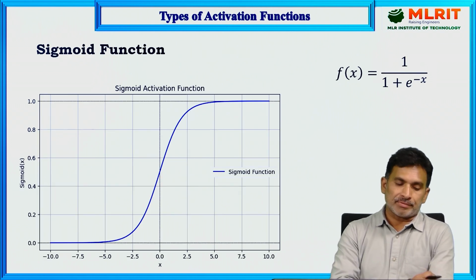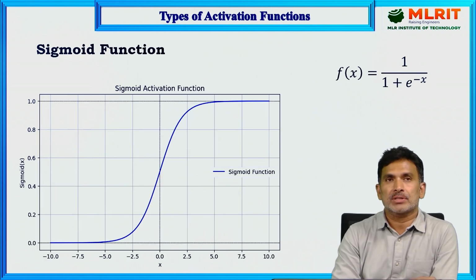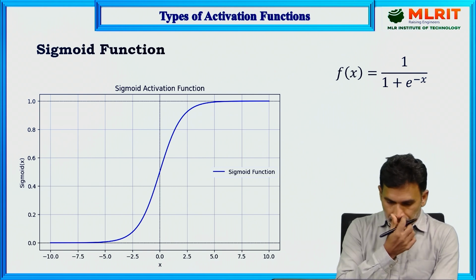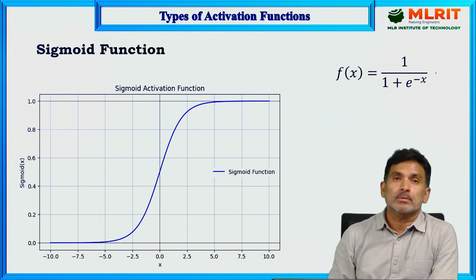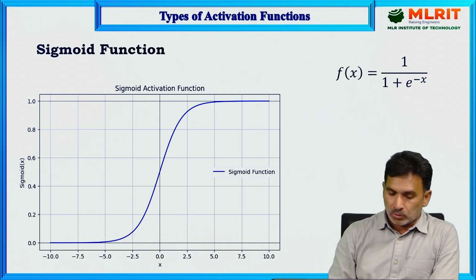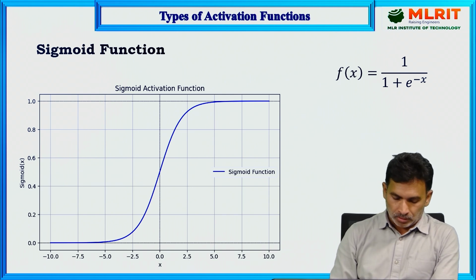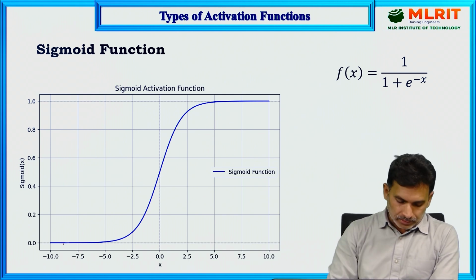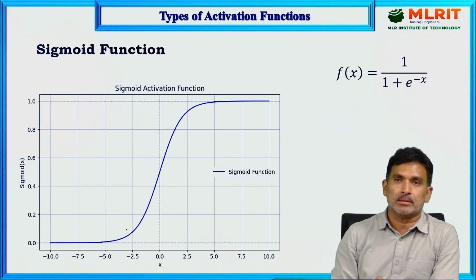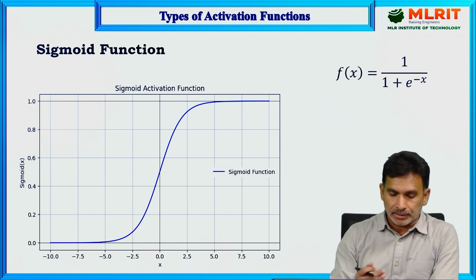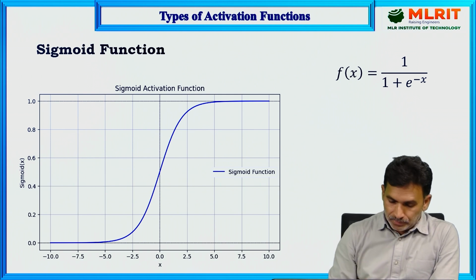And next another function, that is a sigmoid activation function. This sigmoid activation function is f of x equal to 1 over 1 plus e to the power minus x. From this plot you can observe it is smooth and looks a little like a step function.